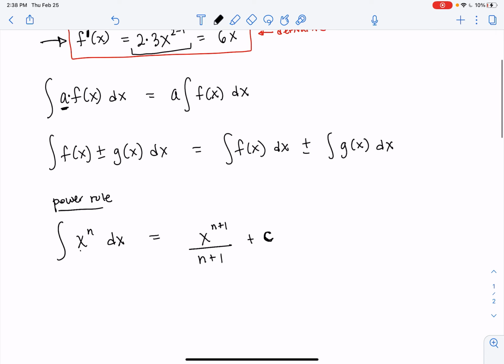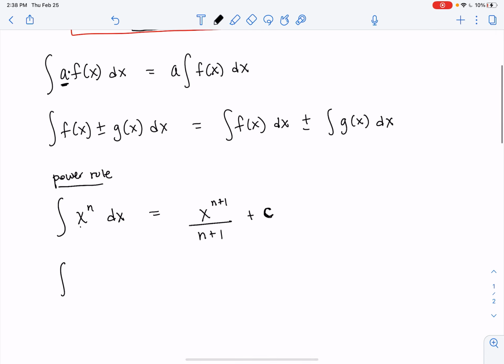So let's apply this power rule to take the integral of 6x dx. The first thing that we'll notice is we have a constant multiplier. That 6 is being multiplied by x. So I'm going to factor it out. So that's 6 times the integral of x dx. Now I have the power rule that I can apply here. So this is x to the power of 1.